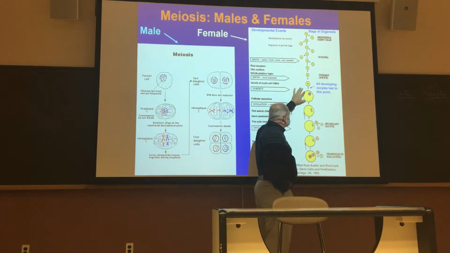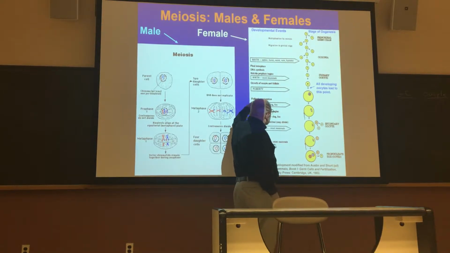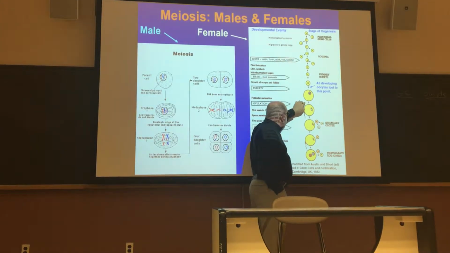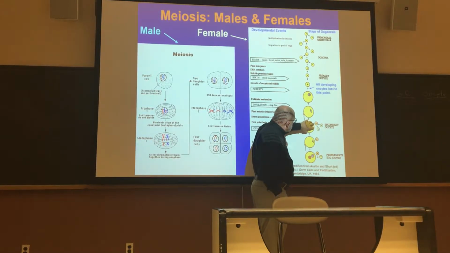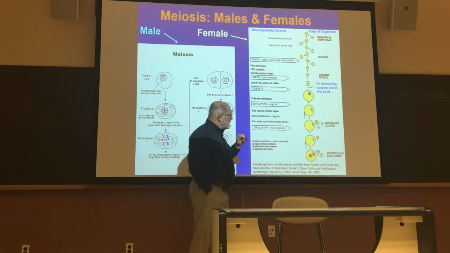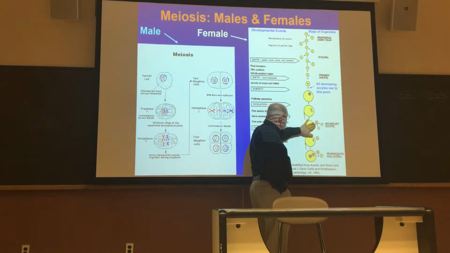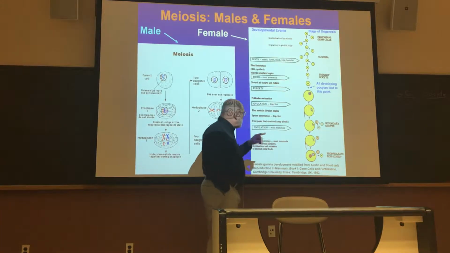So once they begin entering meiosis, you get production of the first daughter cell other than the oocyte itself. Notice how asymmetric the division is. So these two are the two end products of meiosis 1.